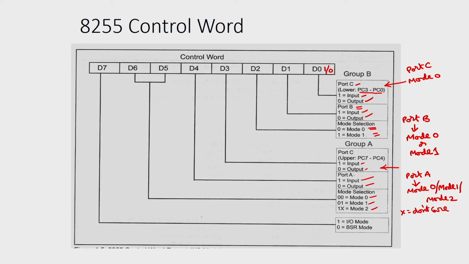Then coming to the MSB bit D7. This 8255 can operate in 2 modes overall, which are called I/O mode or BSR mode. This is sometimes also called control word mode, or BSR mode. BSR stands for bit set reset.